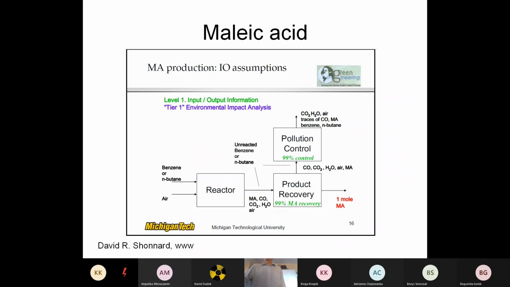So we are obtaining pollution control of 99%, and what we are obtaining is carbon dioxide, water, air traces of carbon oxide, maleic acid, and benzene. And we can also see here that benzene is much worse than N-butane, because benzene is highly carcinogenic. So we should avoid all the emission of benzene wherever and whenever it's possible.